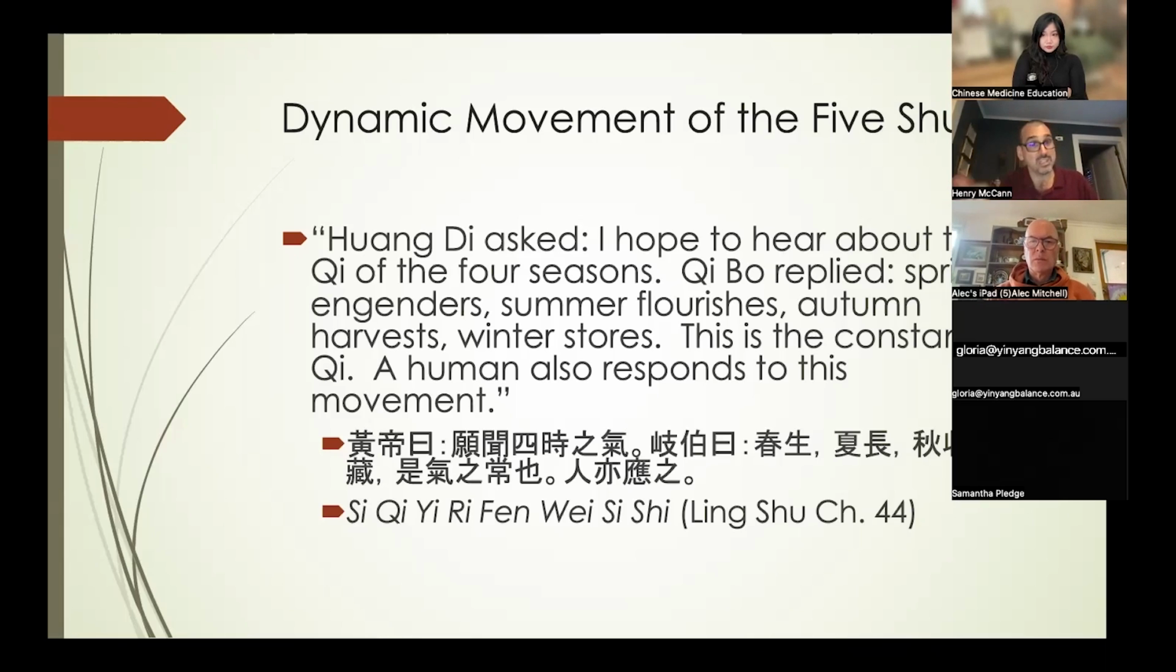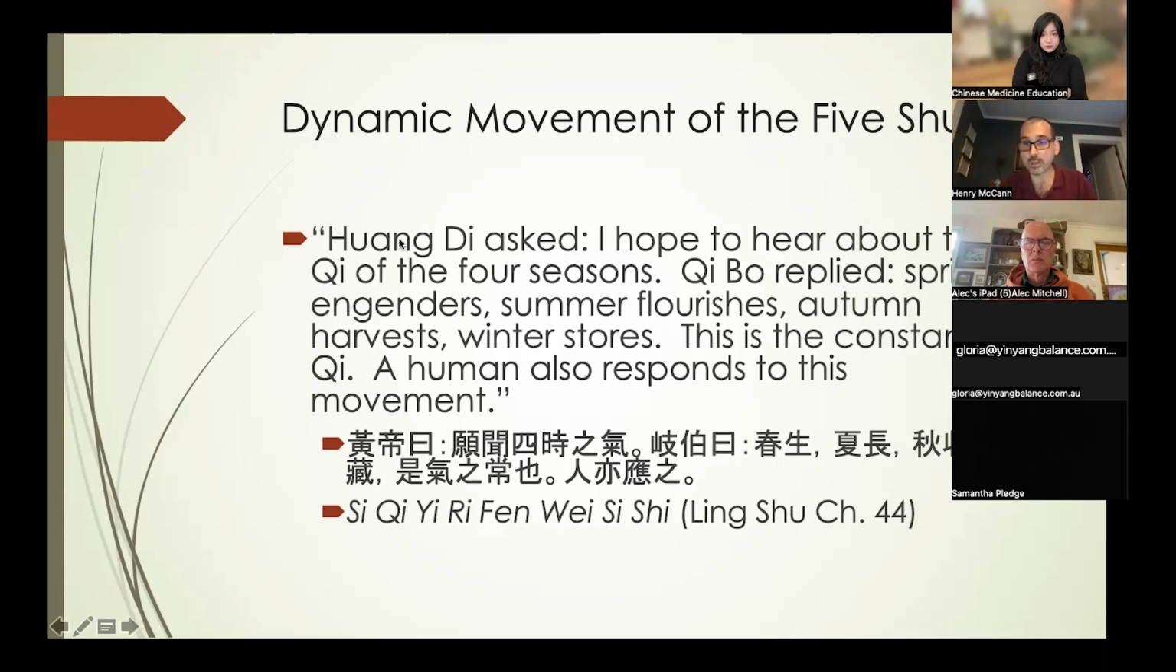So what do we have in this patient? We have a breakdown in the winter storage, right? The kidney is insufficient. Because the kidney is weak, the metal is also not doing its thing. It's not bringing things down and in. And we have too much of the yang going out. So that's where the breakdown in the movement of the 5 phases is happening.